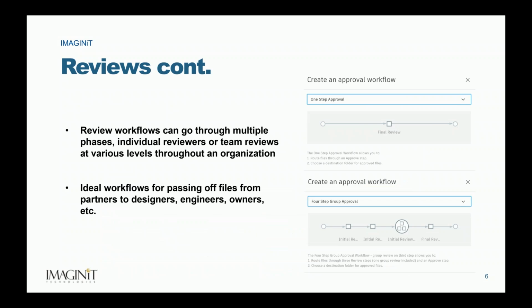So this is going to be a pretty broad example of the different workflows that we're able to do in the reviews module. You can see the top one is just a one-step approval, and the bottom one is a four-step group approval. So this can go all the way up to a 5 or a 6-step approval or a 5-step group approval. And what this is going to do is pass it through, let's say in this one-step approval, a project manager for a general contractor.